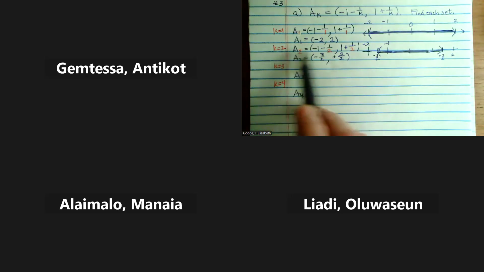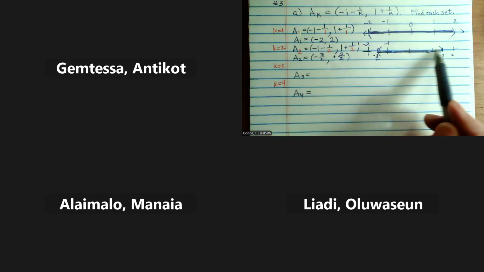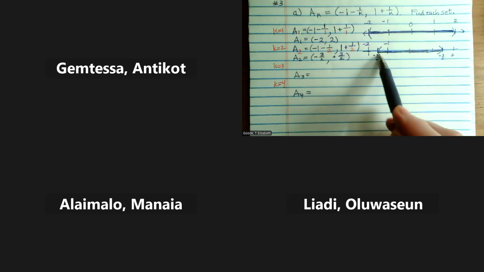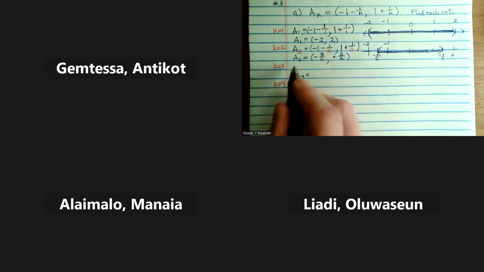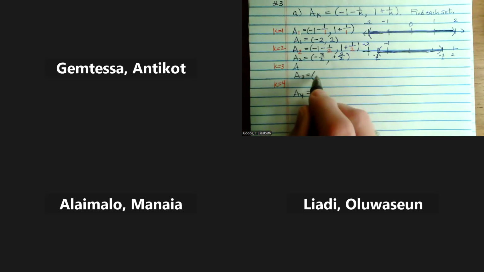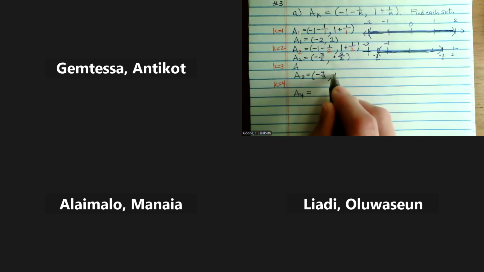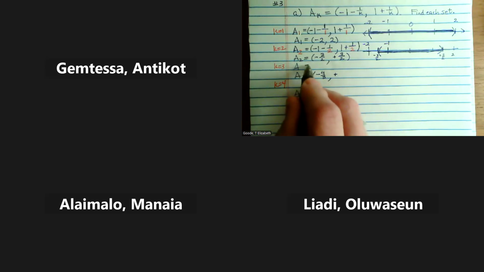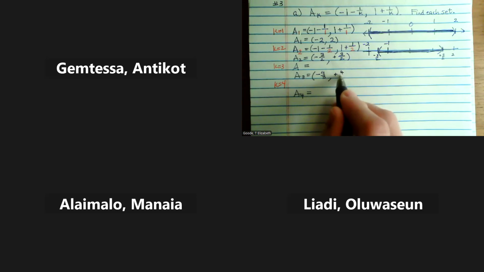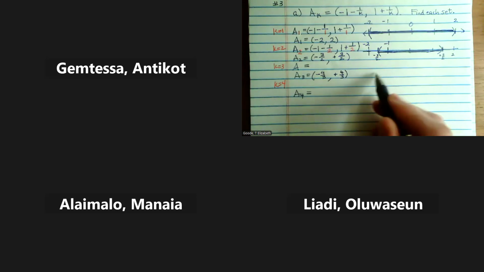When k is 2, it's -1 minus 1 over 2, or -3/2, and +1 plus 1 over 2 for +3/2. So it's this set. We're not including the endpoints because these are soft brackets. What does A sub 3 turn out to be? -4/3. It's -4/3, and then positive 4/3.